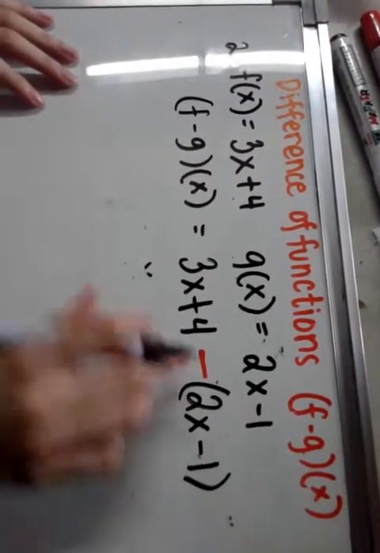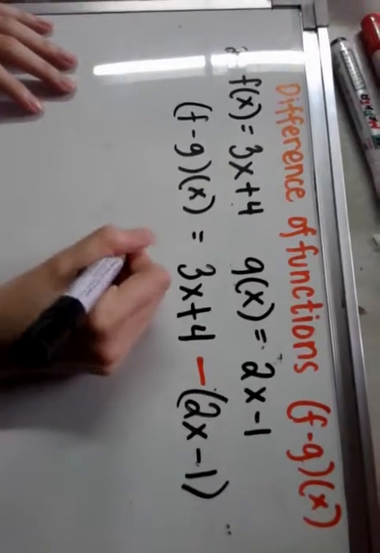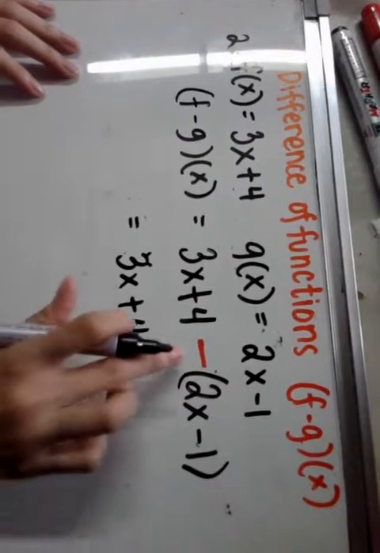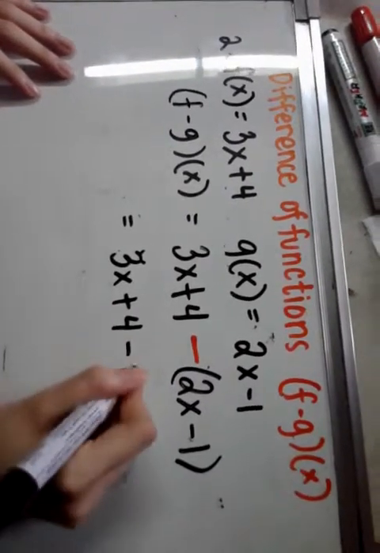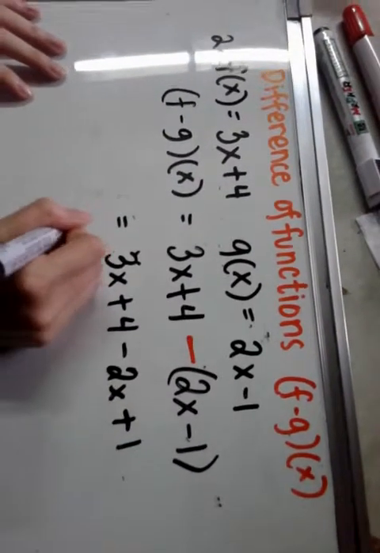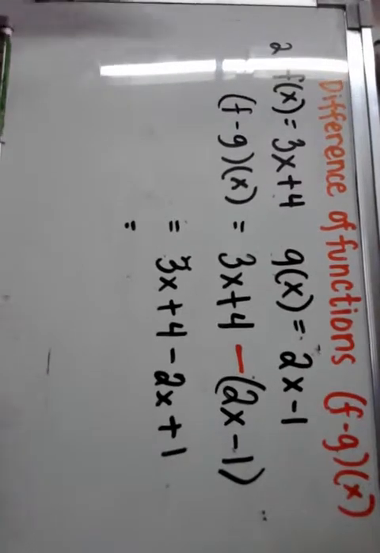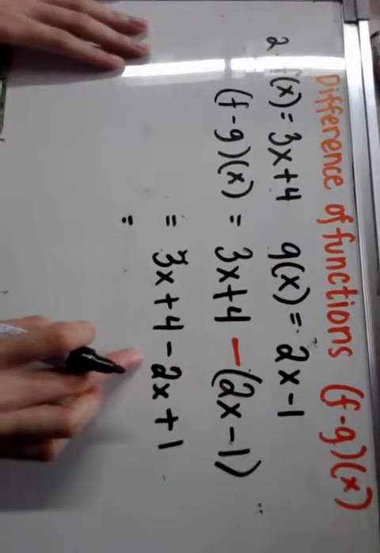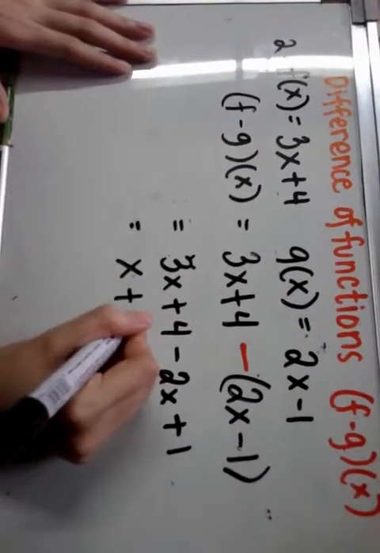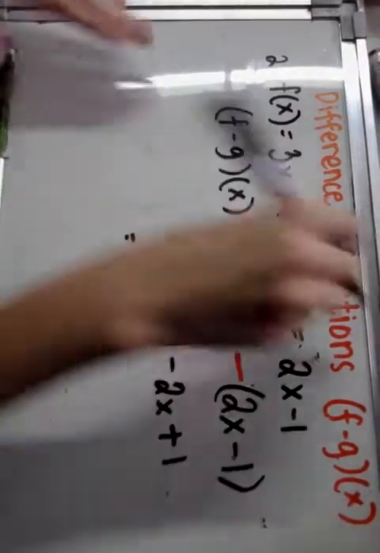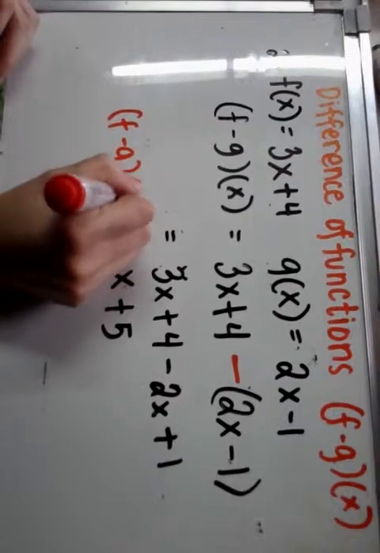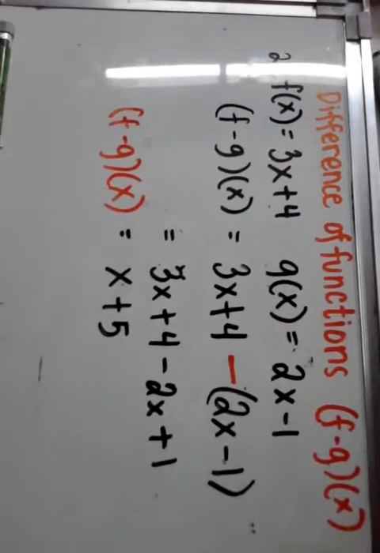We're going to distribute the negative sign. So 3x, copy this, 3x plus 4. Negative times 2x is negative 2x. And negative times negative is positive 1. So simply simplify it or add or subtract like terms. So 3x minus 2x is equal to x. 4 plus 1 is equal to 5. Positive 5. So therefore, f minus g of x is equal to x plus 5.